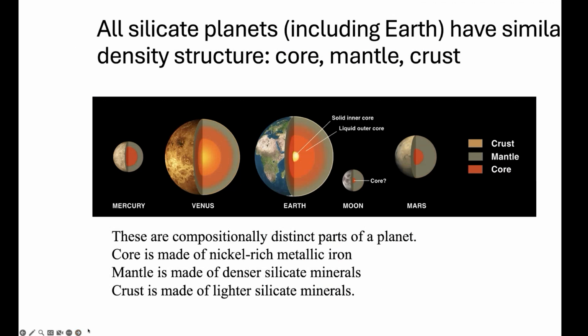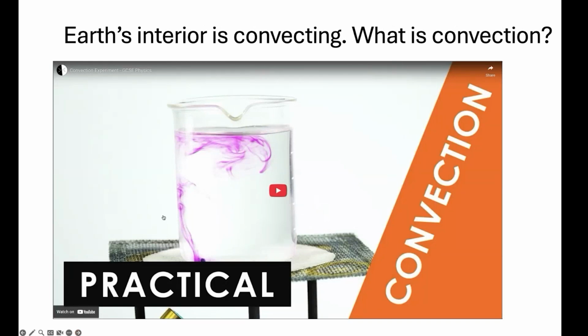So all of the silicate bodies, including the Earth, have a similar density structure of core, mantle, and crust. And these are compositionally distinct parts of a planet. The core is made up of nickel-rich metallic iron, molten and solid. The mantle is made up of the more dense silicate minerals, but less dense than iron nickel. And the crust is made up of lighter silicate minerals. So let's talk a little bit about convection.